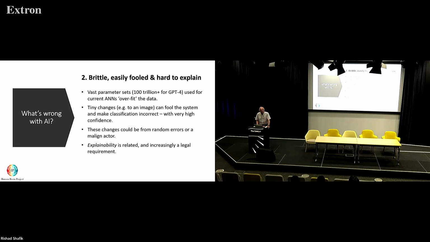So we do require systems that are much more robust than the present ones, and we do require them to be explainable, and increasingly for various important applications. This will become a legal requirement that when AI systems are taking decisions, they can explain their rationale for the decisions they come to.